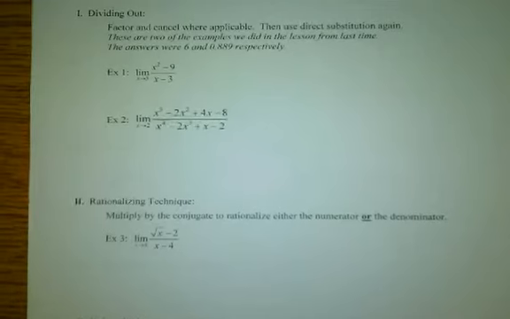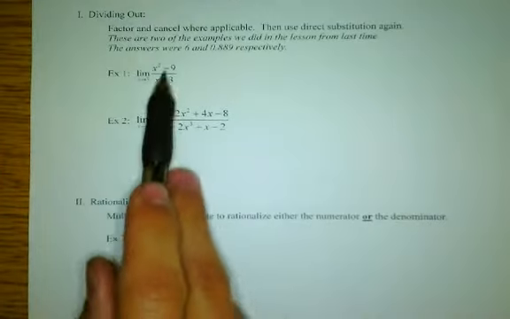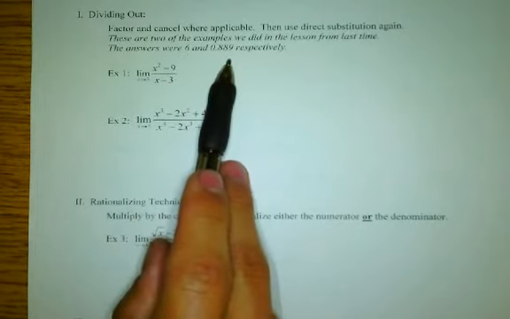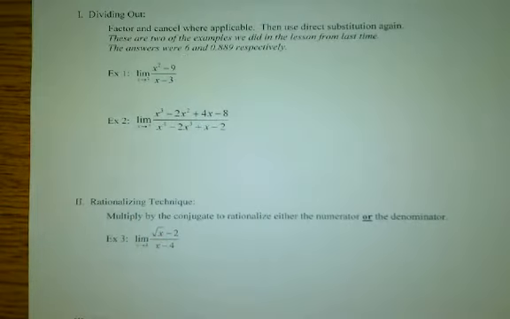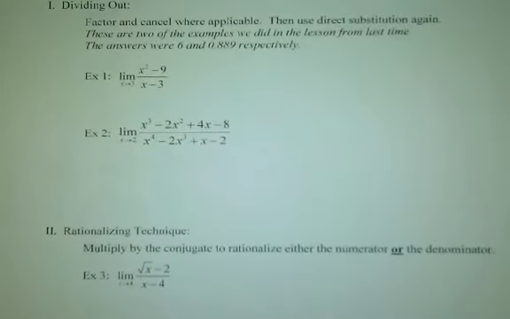Problem number one. Both of these problems, I think I gave them to you last class, and you used the calculator for them, and you were able to find the limit. So you already know the answers for them. The answer for the first one was 6, and the answer for the second one was 0.889. You did both of these problems in class last time. Now we are going to do both of these problems without the use of a calculator. Okay? Any thoughts?